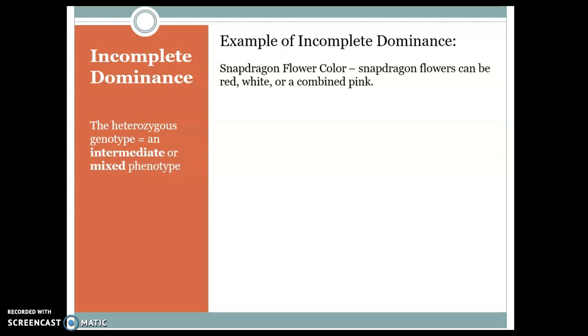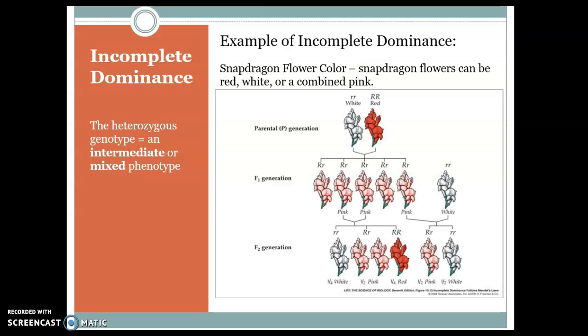So here are some examples of incomplete dominance. Snapdragon flower color is a good example of incomplete dominance. Snapdragons can be red, their flowers could be white, or if we have the heterozygous, we have a combined pink. So you can see in the first generation here, we have a white flower, which is homozygous, lowercase r in this case, and a red flower, which is also homozygous. If we cross our red and white flower, we're going to end up getting all heterozygous pink flowers, because the heterozygous gives us a mixed phenotype, not one dominating over the other.